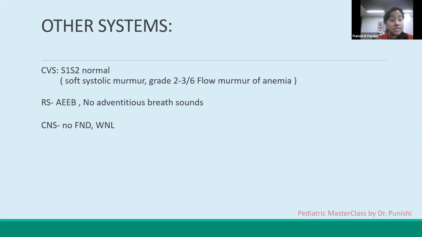For other systems, important is CVS, because this patient presented with anemia, pallor and breathlessness, so maybe was in CCF. Usually you will have S1, S2 normal, but sometimes you might have a soft systolic murmur, your hemic murmur, or murmur of anemia, which is usually going to be less than or equal to grade 3. That might be a normal finding. CVS examination might just be absolutely normal in other cases. So just keep in mind that you might be able to auscultate a hemic murmur. RS and CNS examination should ideally be within normal limits.